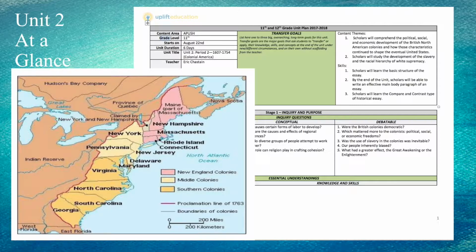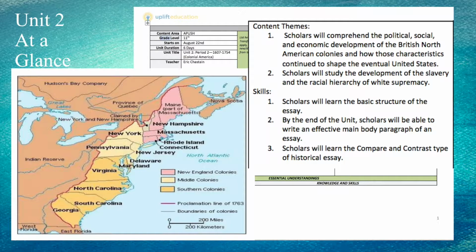This unit's content themes revolve around how the British North American colonies developed politically, socially, and economically. It's important to emphasize how similar and different the colonies were from each other. Politically, they were far from a democracy we have today, but many of the colonies exhibited a proto-democracy such as the New England town halls or the Virginia House of Burgesses. However, please underscore how limiting a democracy it was for many people other than white landowning men.